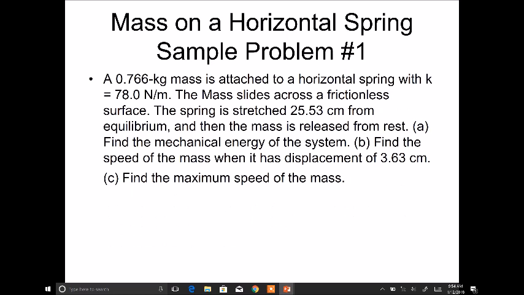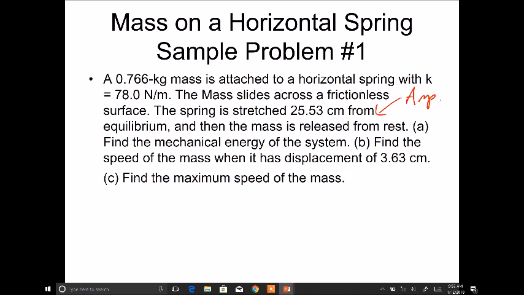So again, we have a mass attached to a horizontal spring. We know K is 78 newtons per meter. The mass slides along a frictionless surface. We're also assuming there's no friction within the spring. And it's stretched 25.53 centimeters from equilibrium. So this is the amplitude, the maximum displacement.